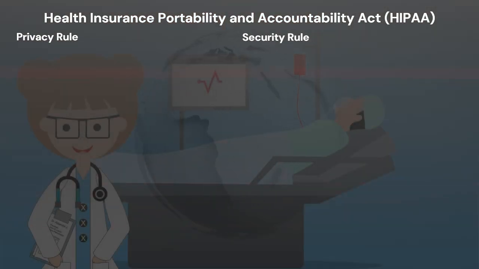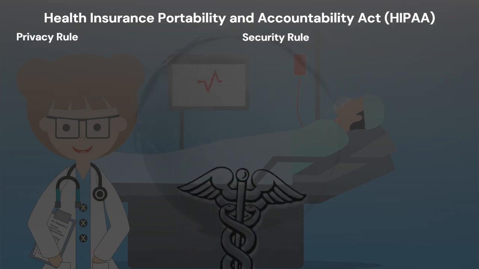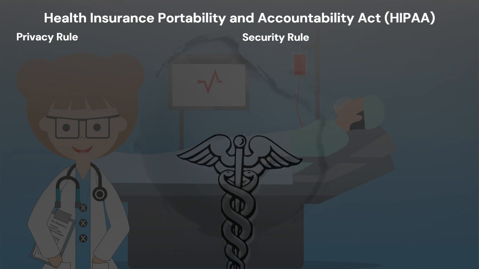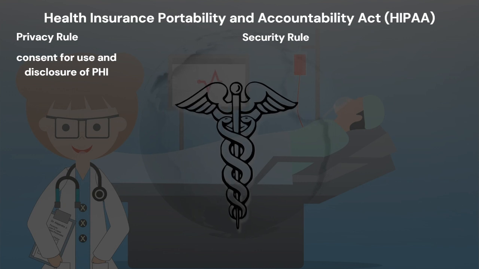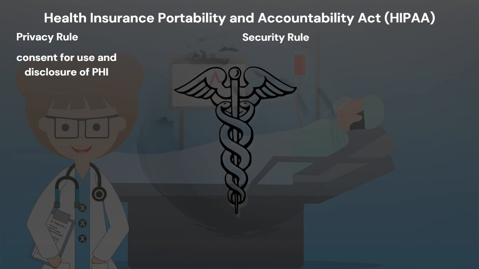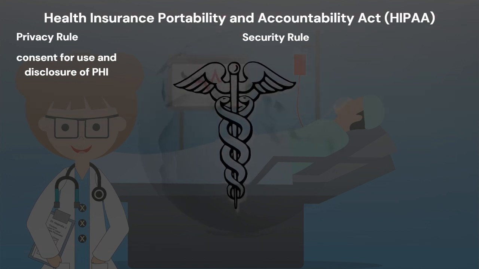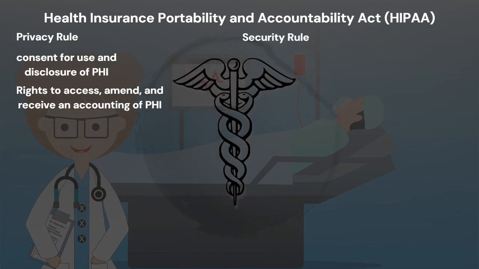The privacy rule sets standards for protecting the privacy of individually identifiable health information, including patient medical records and personal health information. The privacy rule requires covered entities to obtain patients' consent for the use and disclosure of their PHI, with some exceptions, such as for treatment, payment, or healthcare operations. Covered entities must also provide patients with notice of their privacy practices, including their rights to access, amend, and receive an accounting of their PHI.